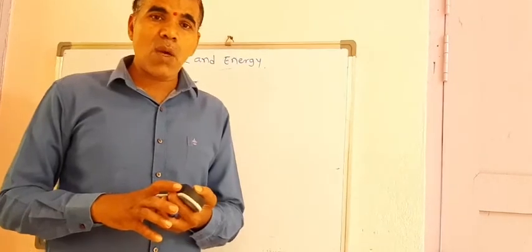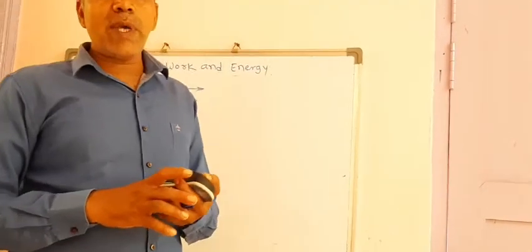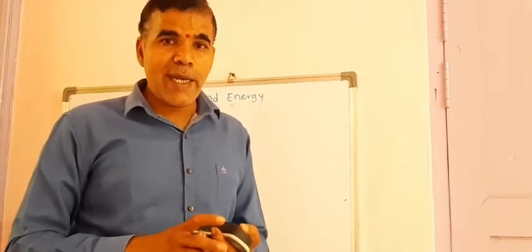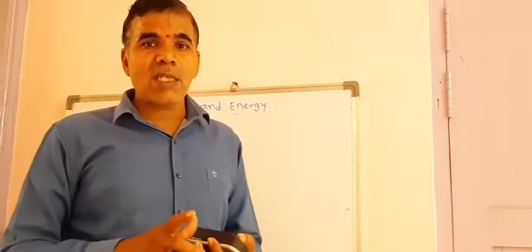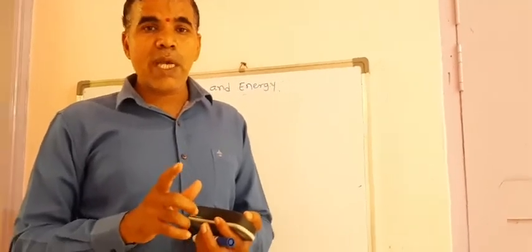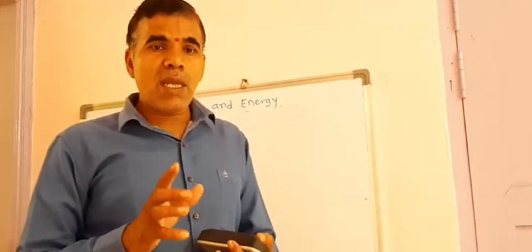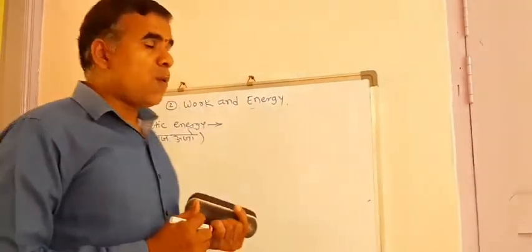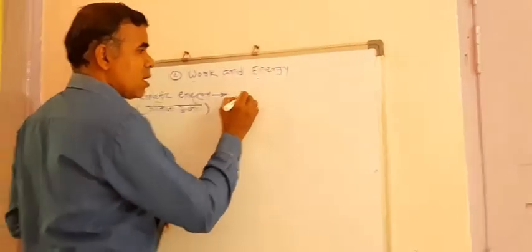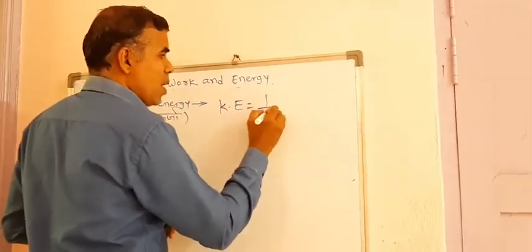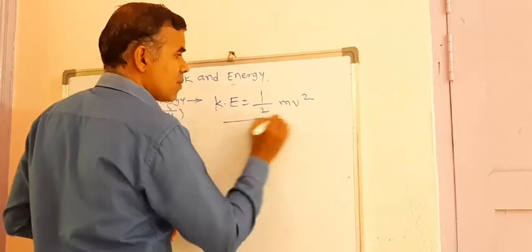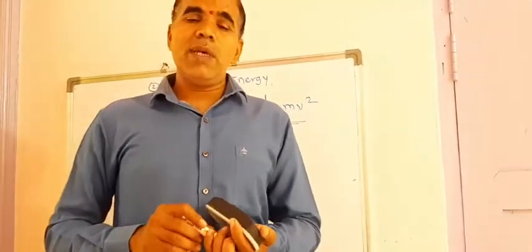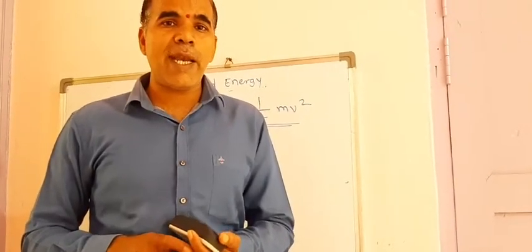Example: the flowing of water in a river has kinetic energy. So kinetic energy means an object which has motion has kinetic energy. The formula of kinetic energy is KE = 1/2 mv². In the next period we will understand the expression of kinetic energy.